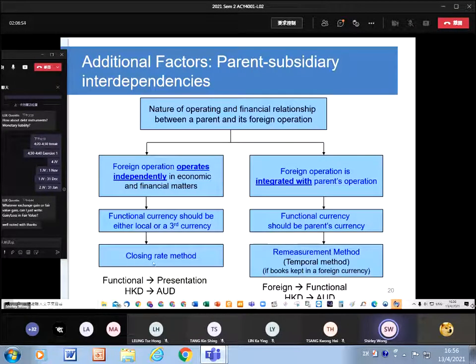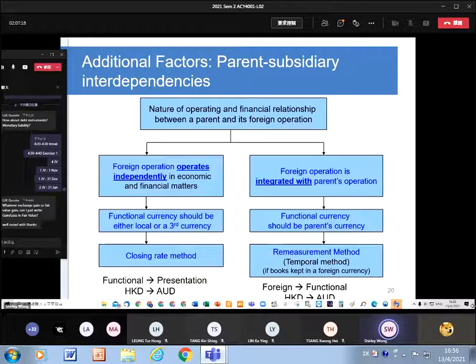So in case 1, because of its functional currency, it chooses to use Hong Kong dollar. It uses Hong Kong dollar because it operates independently. Therefore, their functional currency can be the local currency, or they can use a third currency. But I would suggest not to use a third currency, otherwise it will be more complicated. So they choose Hong Kong dollar as their functional currency.